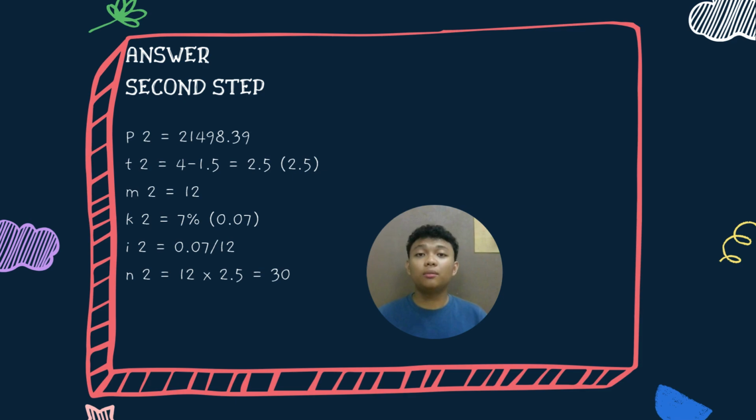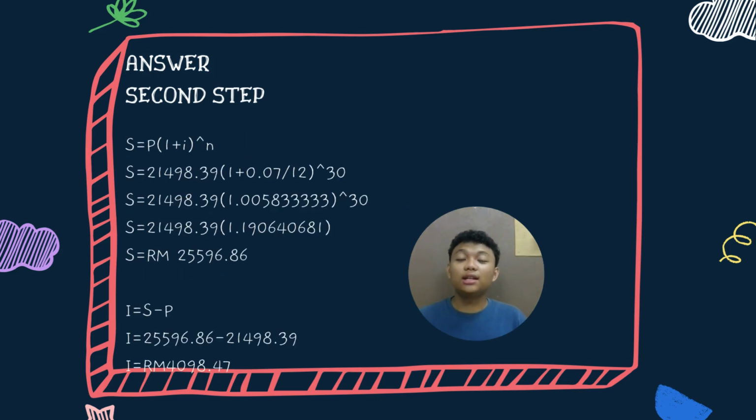For the second step it is also the same. The P2 is 21,498 and 39 cent. T2 is 4 minus 1.5 equals 2.5, M2 is 12, K2 is 7%, I2 is 0.07 divided by 12, and N2 is 12 times 2.5 equals 30. To calculate the last answer, we also use the same formula.